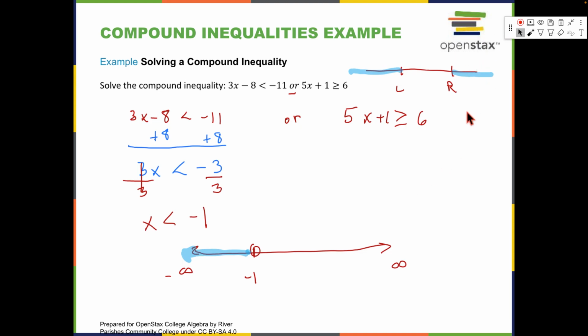I come to solve the other part of the compound inequality, and for this one, I subtract 1 from both sides. So I've got 5x greater than or equal to 5. Divide both sides by 5.